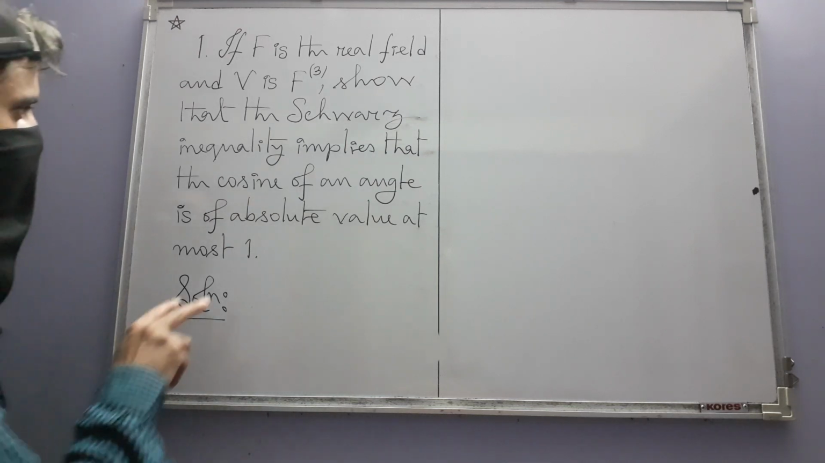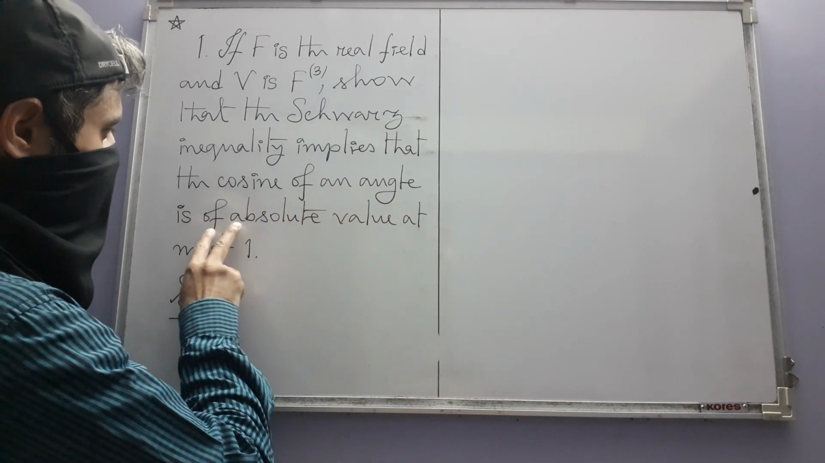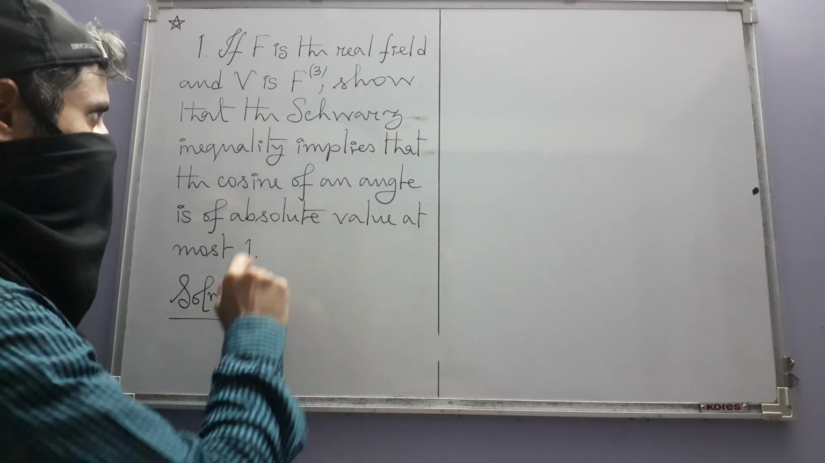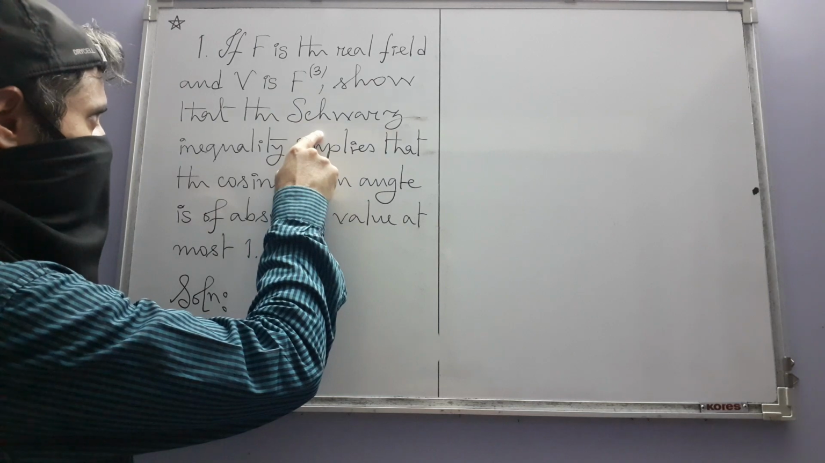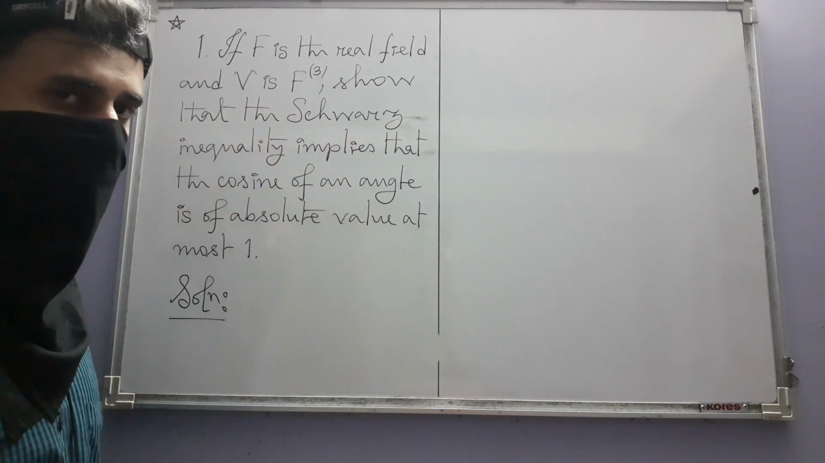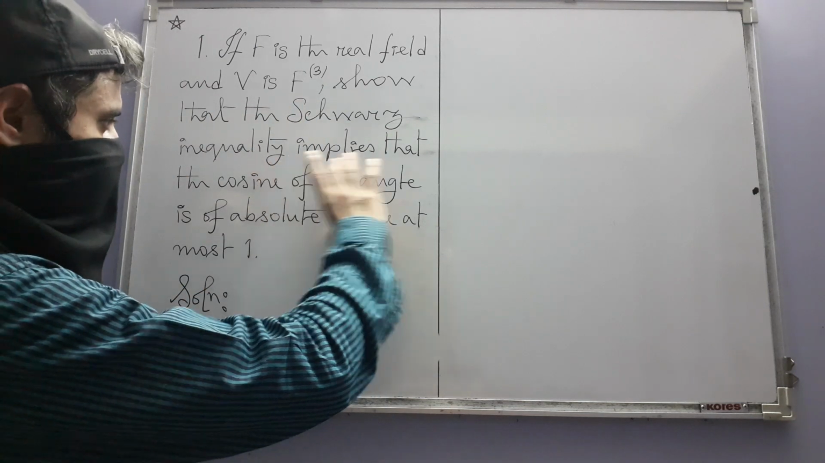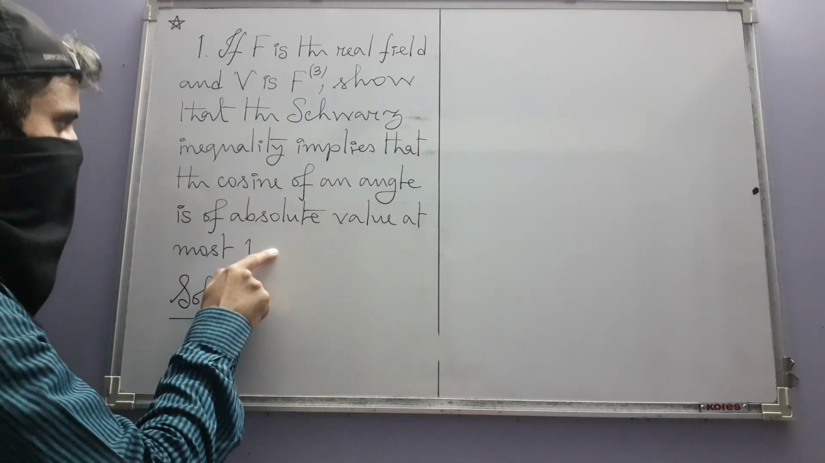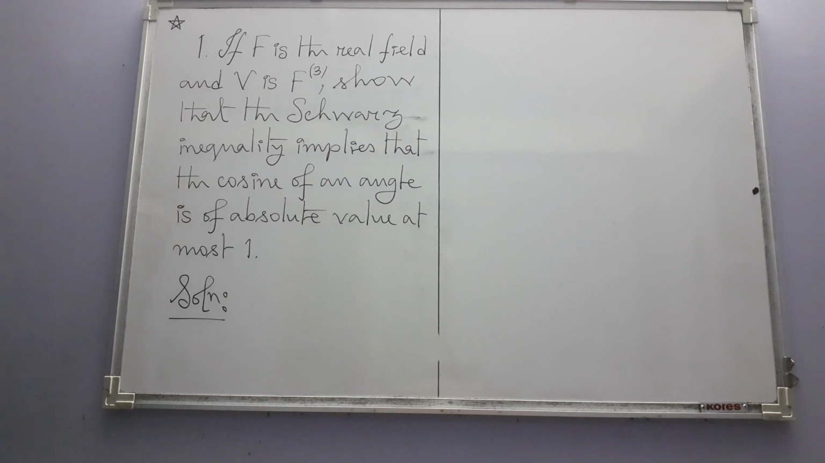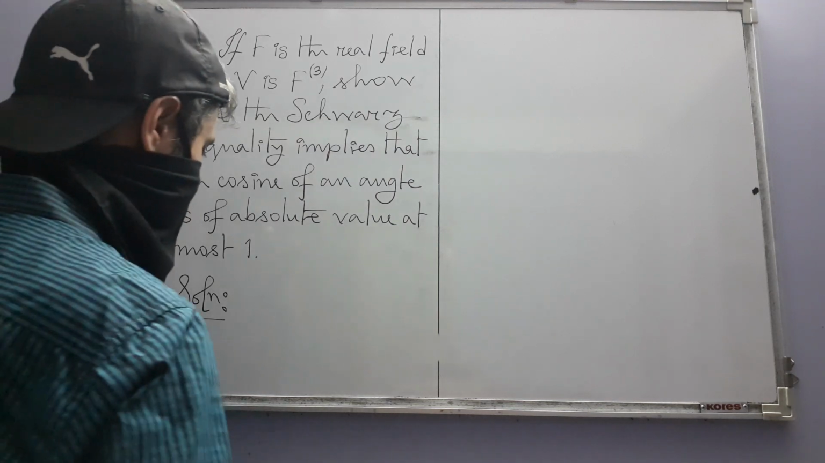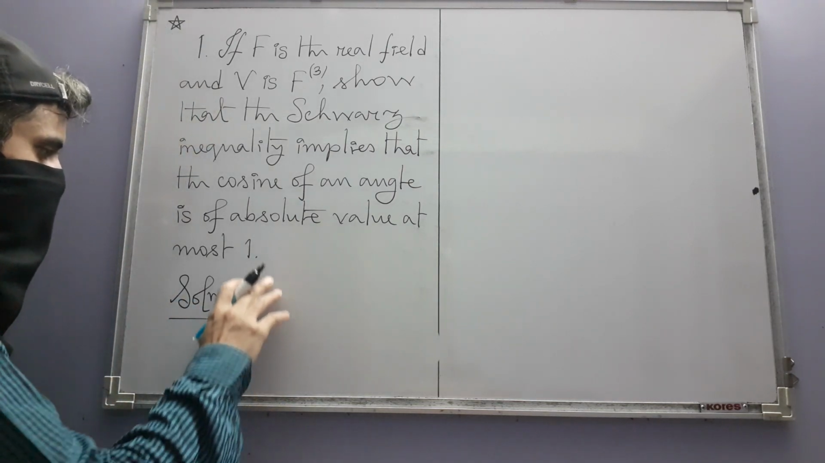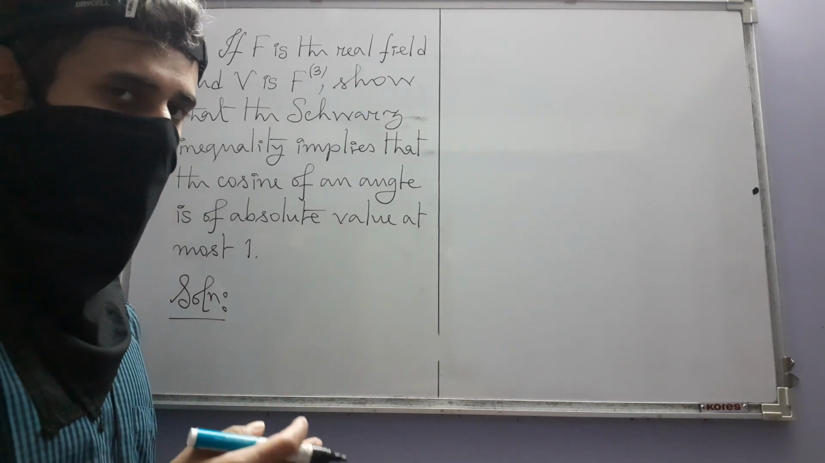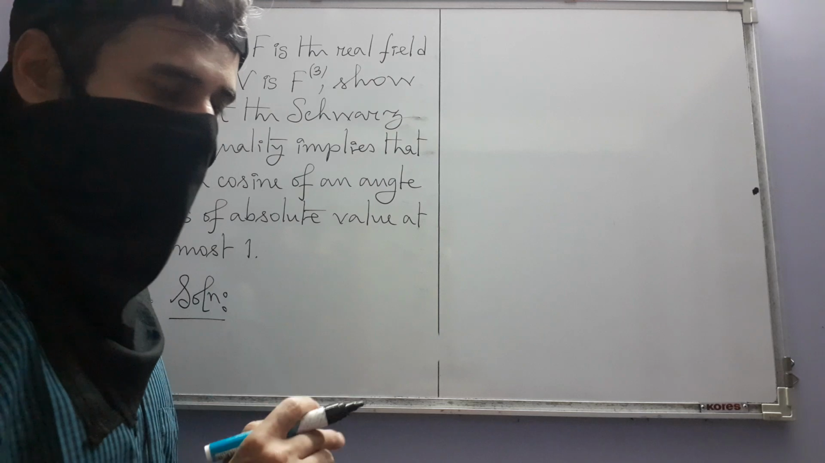We have to show that the cosine of an angle is of absolute value at most 1 by using the Schwarz inequality in this vector space. Okay, this is a fact that we already know from trigonometry, and we have to derive it from the Schwarz inequality. So let's see how that can be done. We need to show that the absolute value of cos theta, where theta is any real number, is at most 1. That means less than or equal to 1.